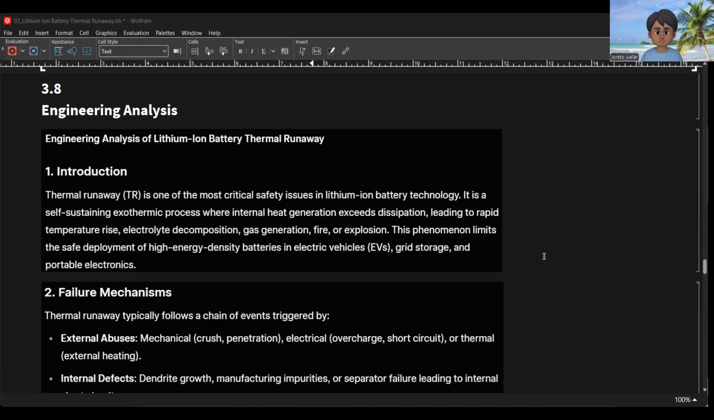Engineering analysis of lithium-ion battery thermal runaway.